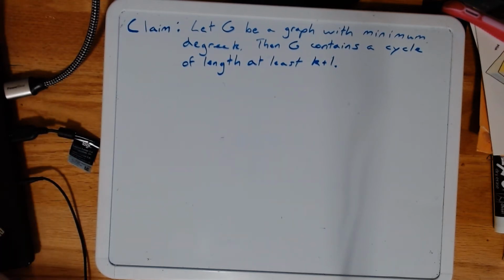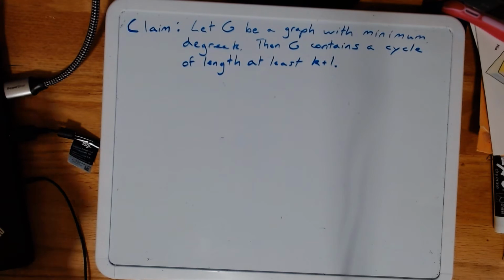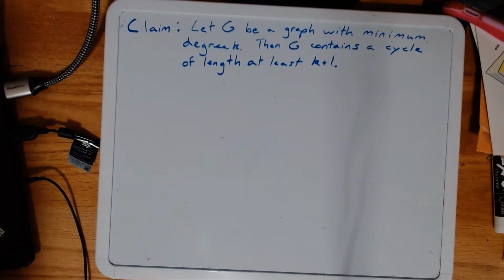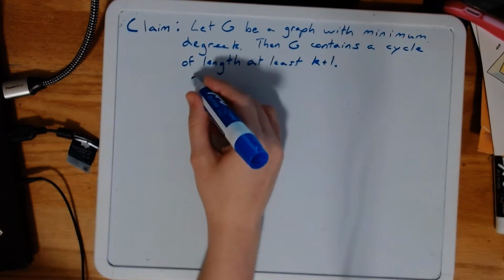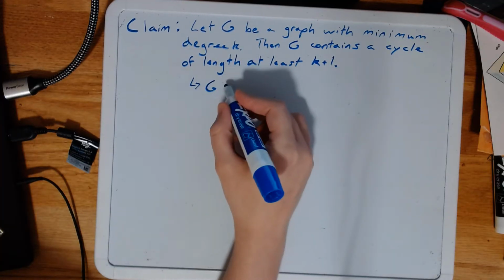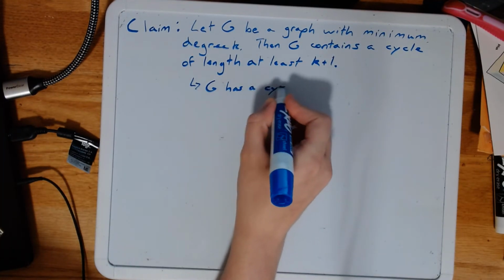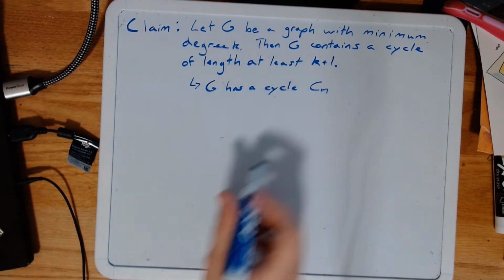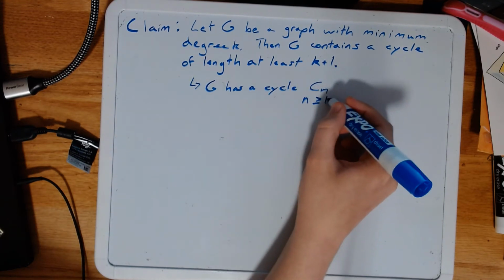So here's another proof where we'll look at a longest path in the graph. This one's pretty similar to the one we did in class, but it has a few differences. Like we had in class, we're looking at a graph with minimum degree k. That is, every vertex has degree at least k. Then the claim is the graph contains a cycle of length at least k plus 1. Or in other words, G has a cycle Cn, and that n is greater than or equal to k plus 1.